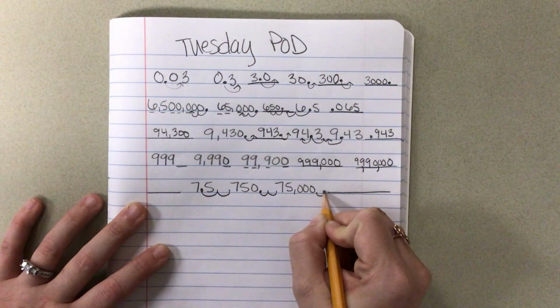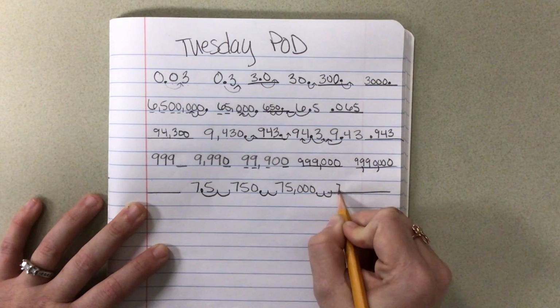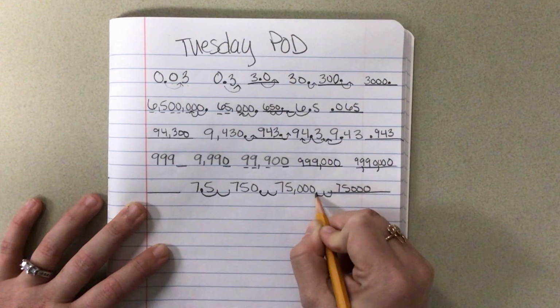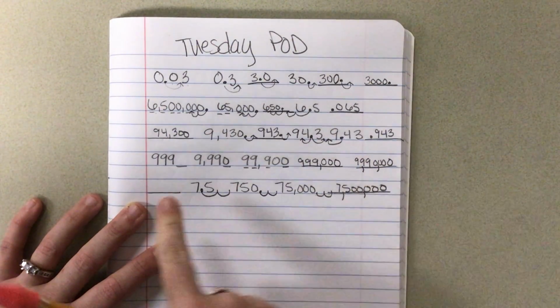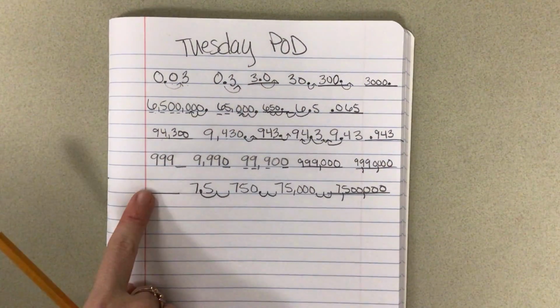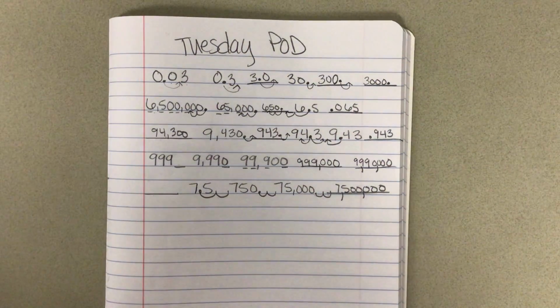Then we're going to go 750,000 to 7,500,000. So that's 75, and then I have my 3 zeros, and then my 2 jumps. And then I can put in my commas. So what about this one here? If this way is getting larger, is this number going to be greater than or less than this number?